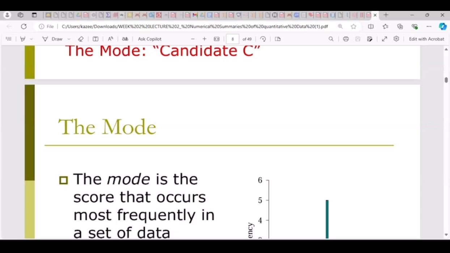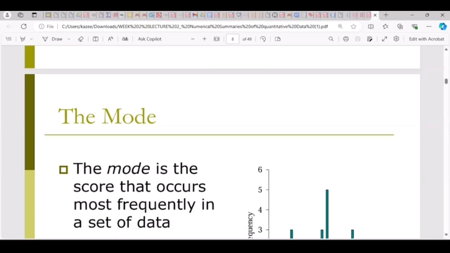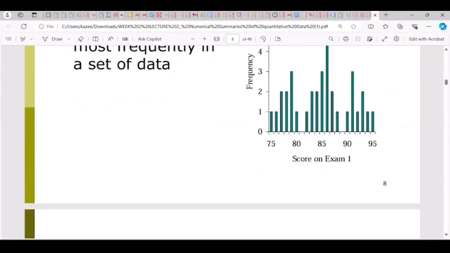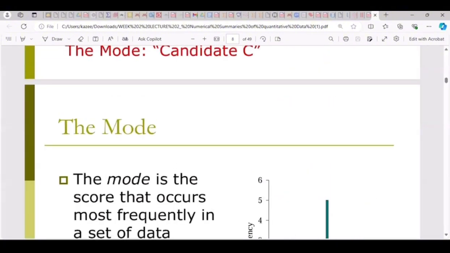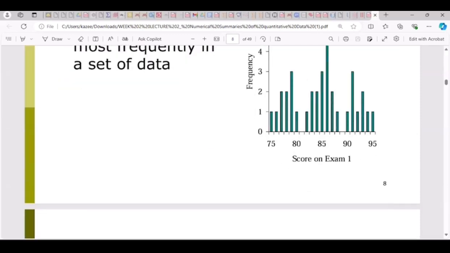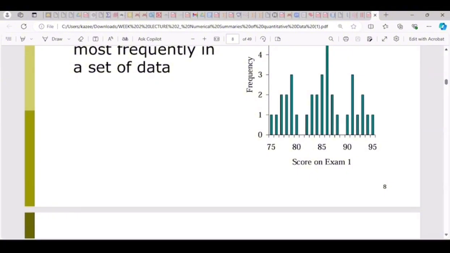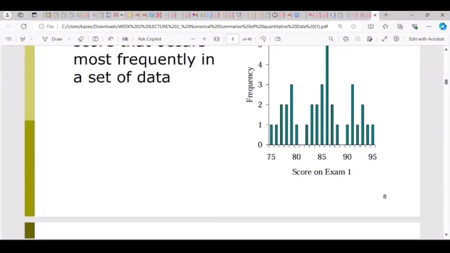I want to show you a picture now. I need you to take a look at this here. This is a situation where we have one mode.